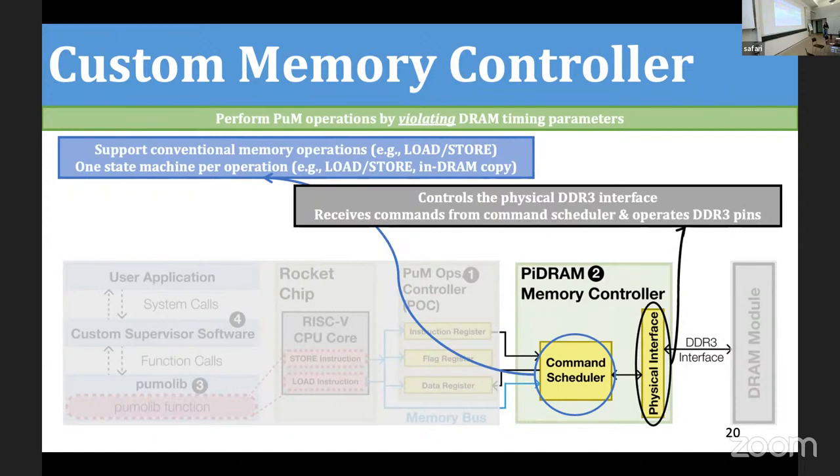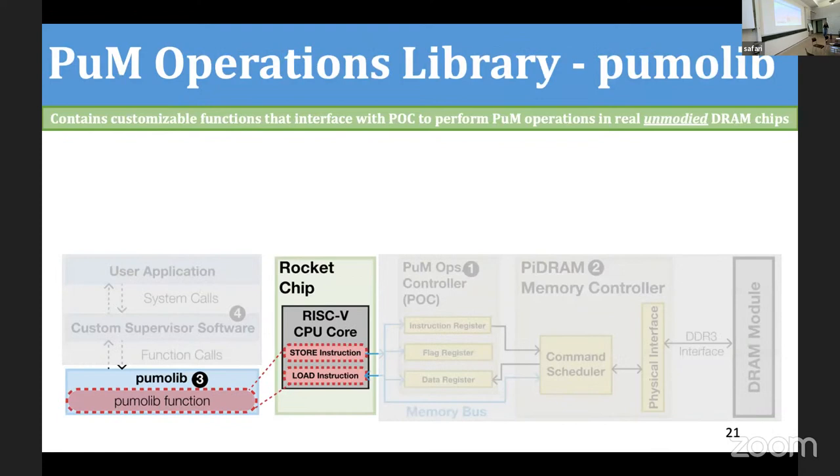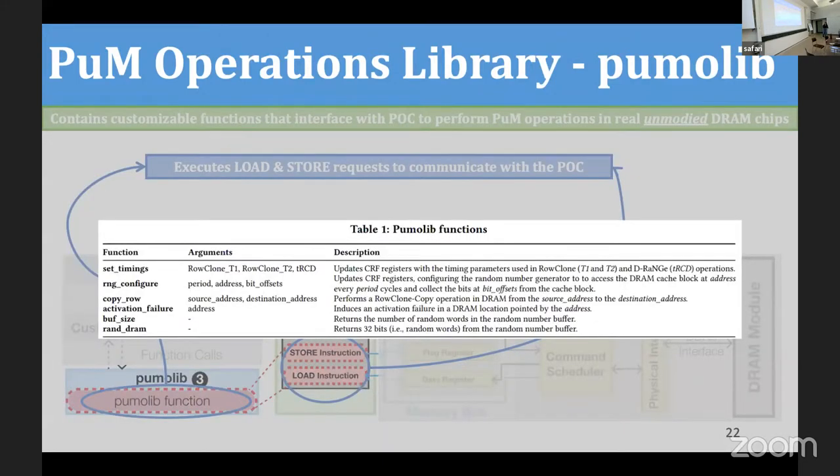And then we have the physical interface that basically controls the physical DDR3 interface. It receives commands from the command scheduler and operates DDR3 pins. Then we have PuMLib. Basically, PuMLib contains customizable functions that interface with the POC. And for doing so, we just execute some load and store instructions. And here are some functions that PiDRAM already implements. We're going to see this one after, PiDRAM.